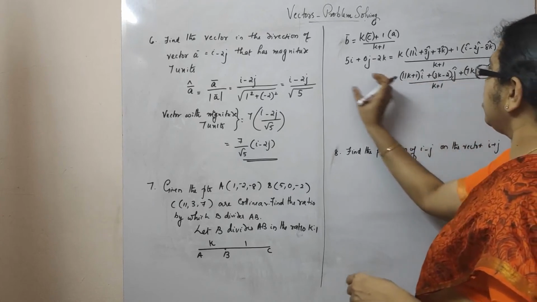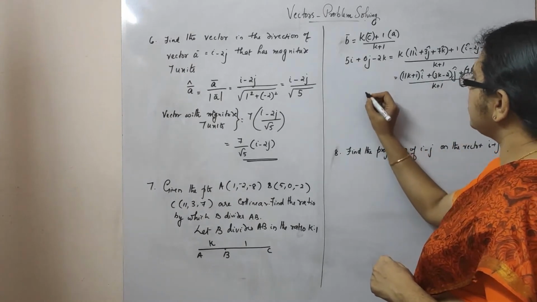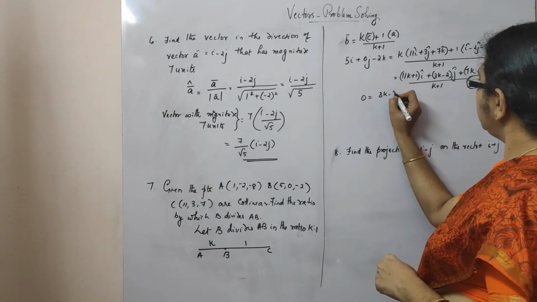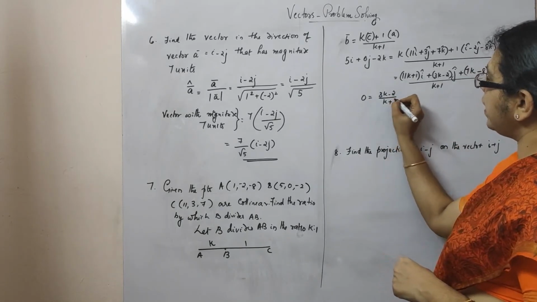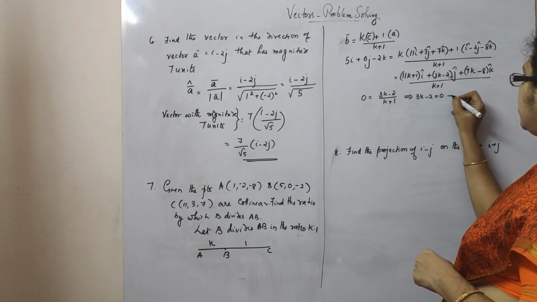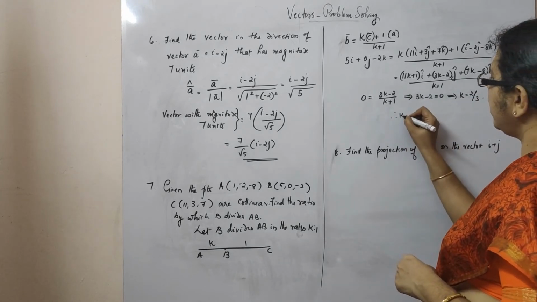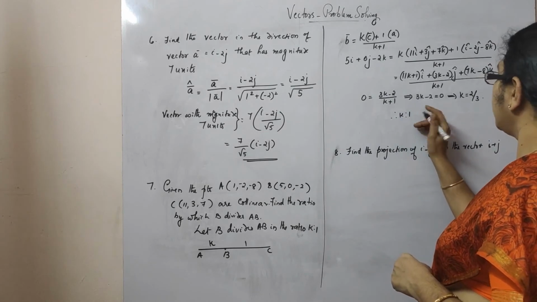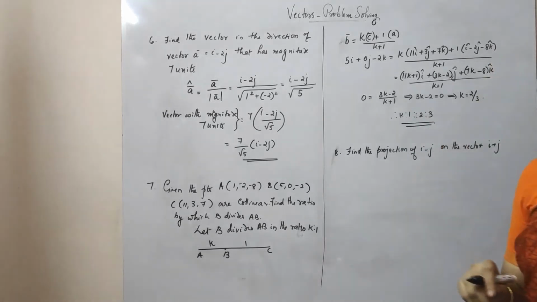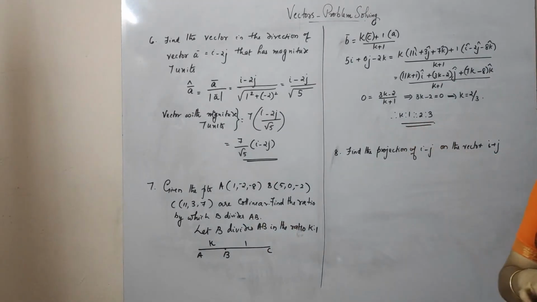Now I equate the components on both sides. They are similar components, so I have 0j. So 0 is equal to the j component, 3k minus 2 by k plus 1. When k plus 1 moves to this side, it becomes 0. This implies 3k minus 2 is equal to 0, which implies k is equal to 2 by 3. So what is the ratio therefore? k is to 1 is the same as 2 is to 3. So the ratio in which B divides AC is 2 is to 3.